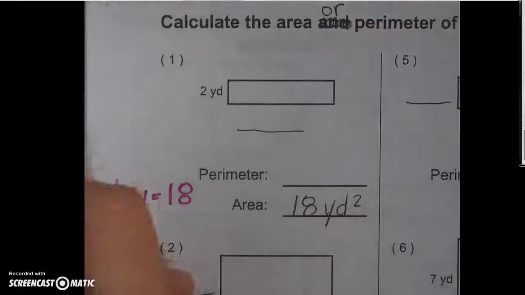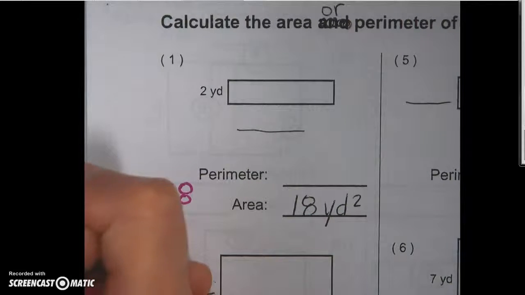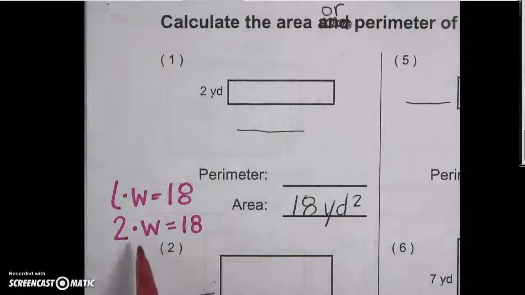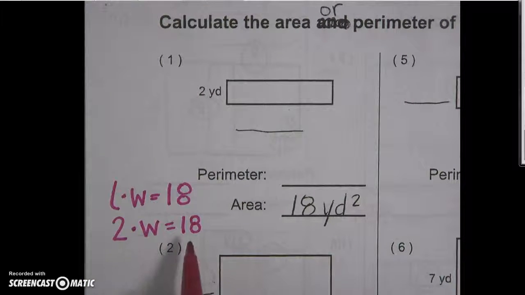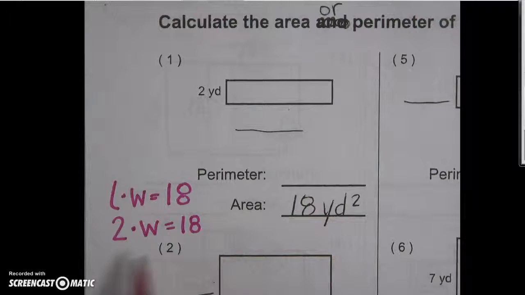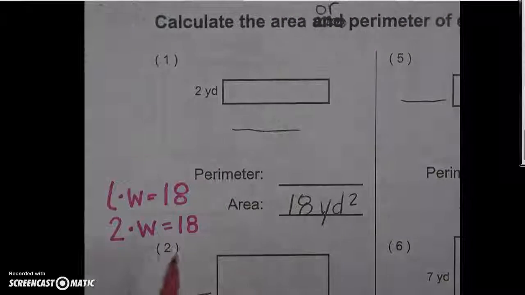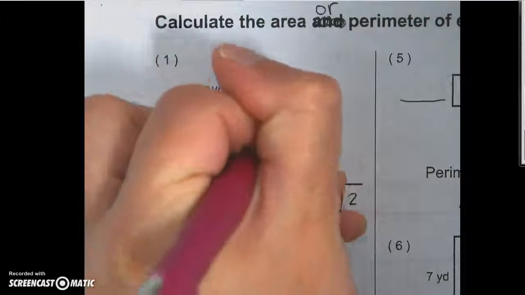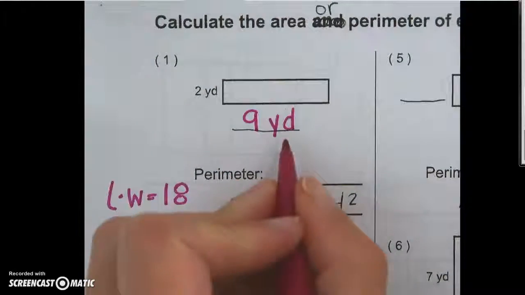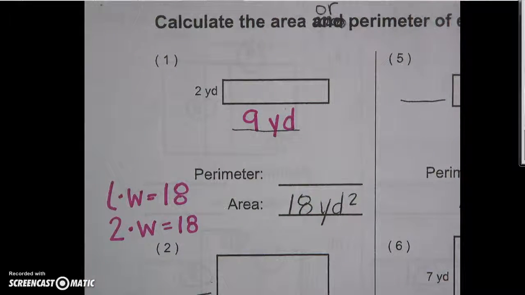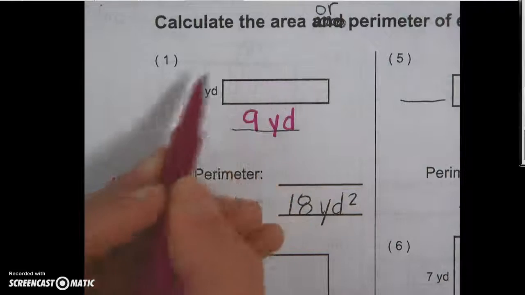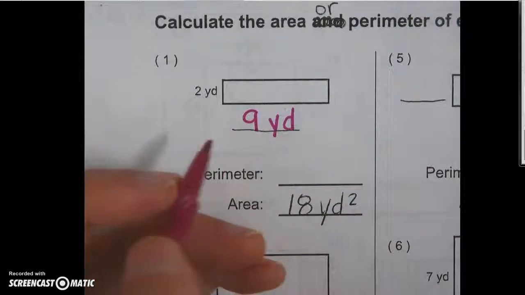Well, my length is 2, so 2 times whatever my width is going to give me 18. So now I can either say 2 times what gives me 18, or I could do 18 divided by 2, and either way I'm going to come up with that my missing side length is 9, and since the other side was in yards, I'm going to label that yards. Then I'm just finding my perimeter. So 2 plus 9 plus 2 plus 9 gives me 22.